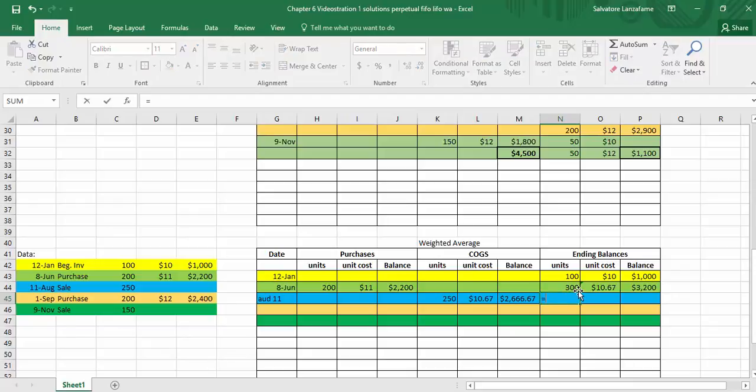So what do we have left in inventory? We only have 50 left. So 300 minus the 250 we sold, we got 50 left. And let me bring down this 10.67. So 50 units multiplied by that 10.67, and we've got $533.33 worth of inventory left.